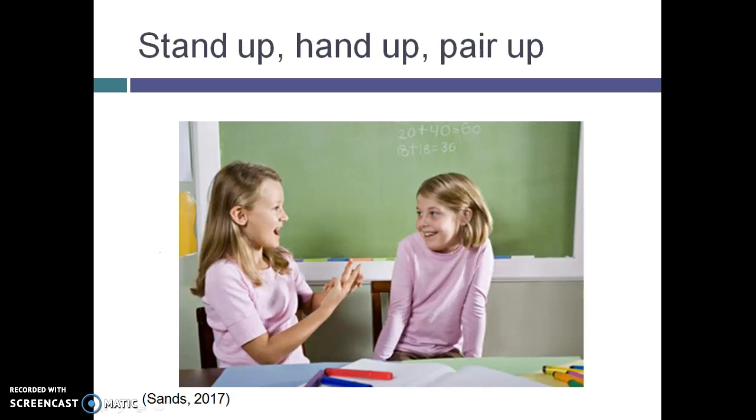To begin, you're going to start with what some of you may know as stand up, hand up, pair up. This is where students stand up, push their chair in, and raise their hand. They look for another student who has their hand in the air and high-five them to confirm that they are going to pair up.